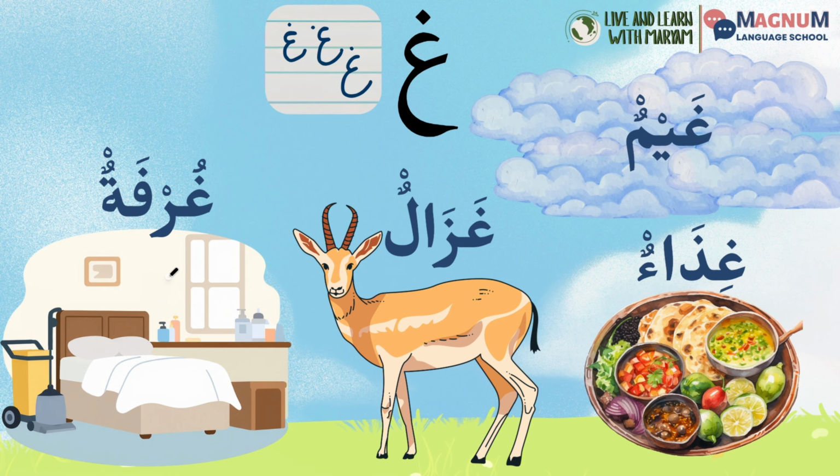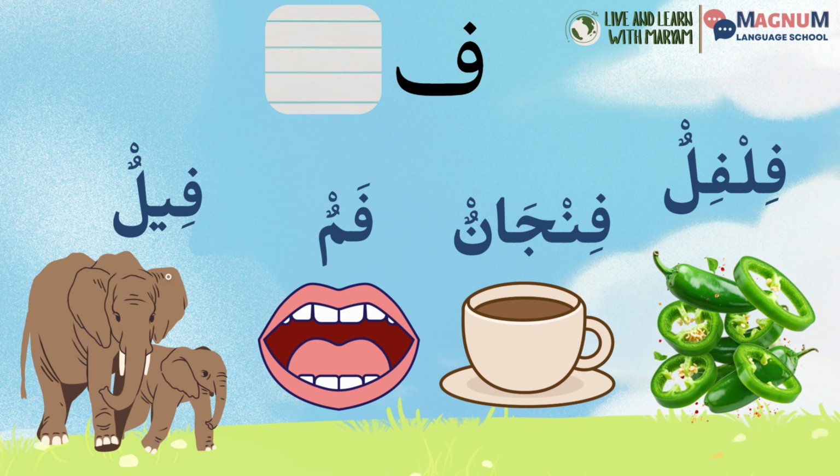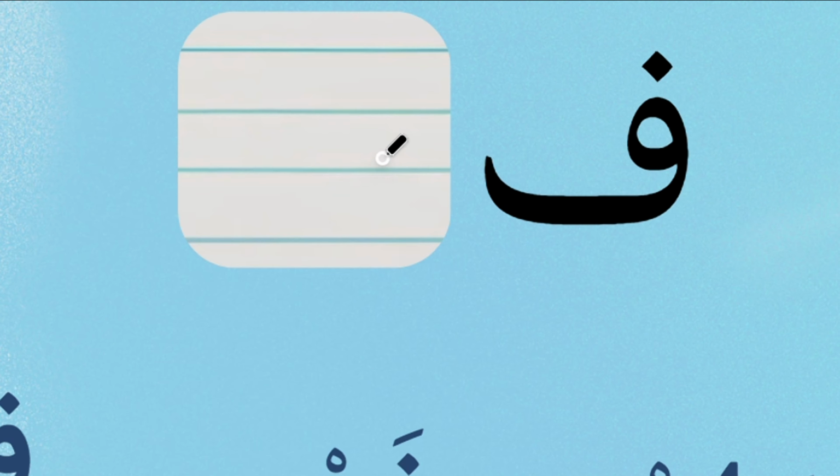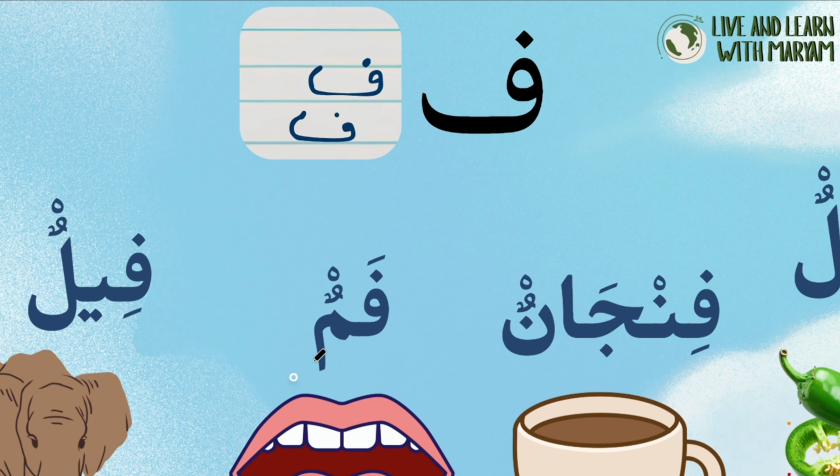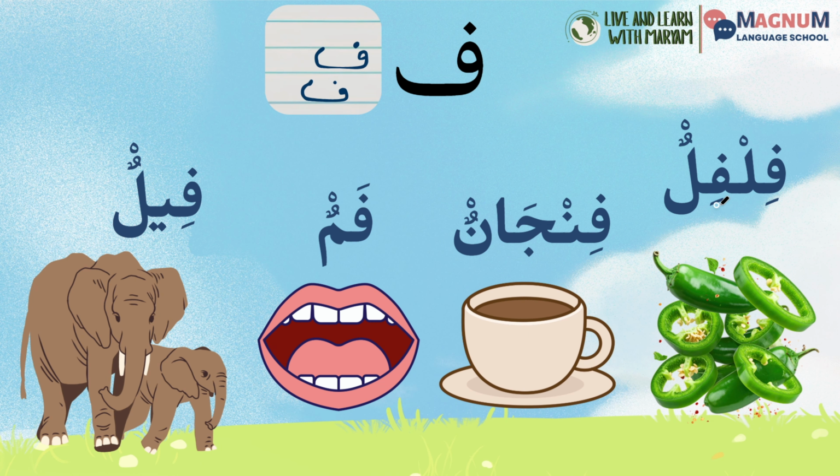Okay? Next is Fa. This is Fa. How to write Fa? Like this with a dot. Okay? This is Fa. Fa for Filfilun means pepper. Fa for Finjanun means cup. Fa for Famun means mouth. Fa for Filun means elephant.